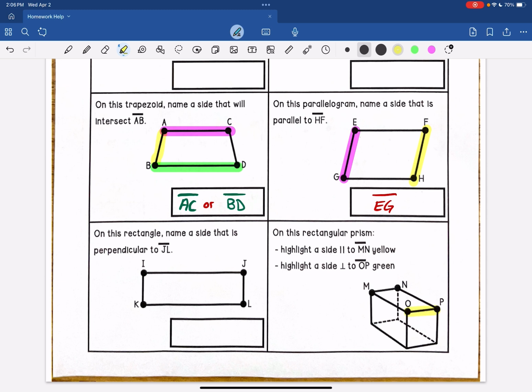All right, and then it says highlight a side, and then it has this other funny upside down T. That means perpendicular because it forms right angles in that little symbol there. So we're going to say highlight a side perpendicular to side OP, green. So if it's perpendicular, it will cross with side OP. So this side would work. It's not the only one that works, but it does work. And so I've highlighted a side perpendicular to OP in green.